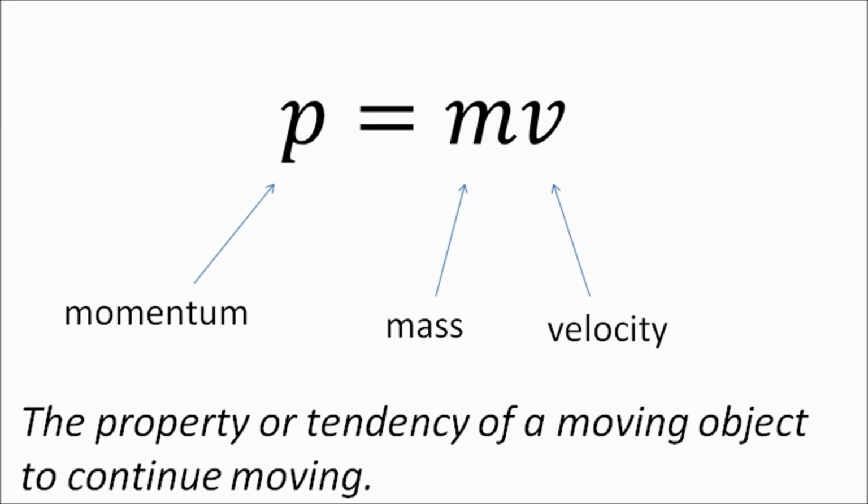Now here's a definition. The property or tendency of a moving object to continue moving. So it's basically how much does something want to keep moving? How difficult is it to stop something? If something's very difficult to stop, then it has a lot of momentum. And what's going to make something difficult to stop? Well, if it's moving very fast or it has a very large mass, then it's going to be difficult to stop and it's going to have a high momentum.